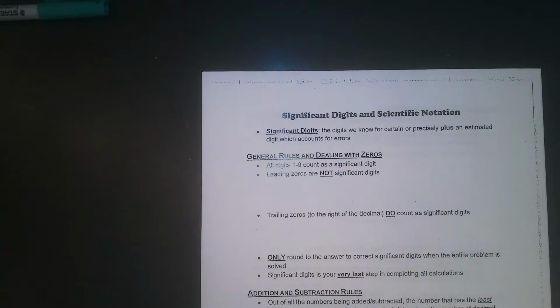And so when we are looking at what we know for certain, those come with the values that we write down in an answer. And so significant digits always are what we know for certain plus one more spot because we're making an educated guess. Leading zeros are not significant digits.